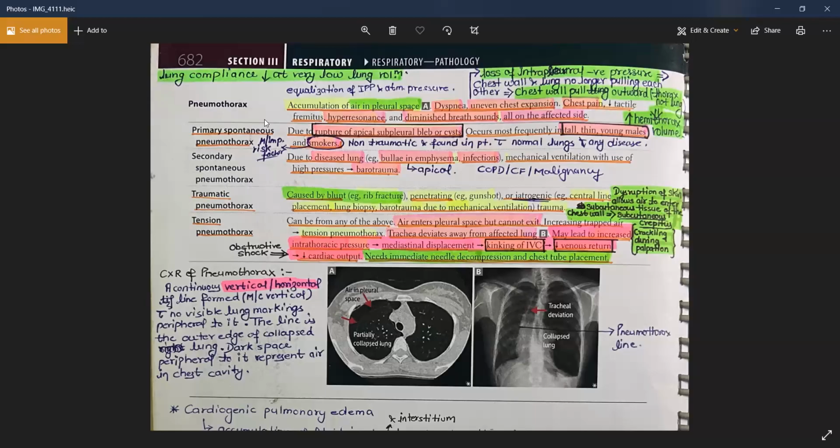What do you mean by hemithorax volume? Hemithorax means unilateral thorax, because one side of the thorax is normal. Hemithorax volume is just the total volume of one side of the chest. So how will it increase? Because you're having an expansion of the chest now.